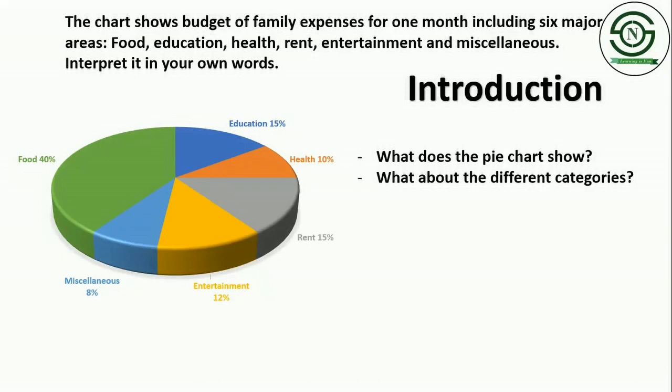For example, the question says, the chart shows budget of family expenses for 1 month, including 6 major areas, and their areas are given. So exactly that is what your answer is. But here the important tip is, please don't copy the question as it is. Rather, your job is to paraphrase the question. That is, you should try to write the question in your own words, preserving the basic meaning.